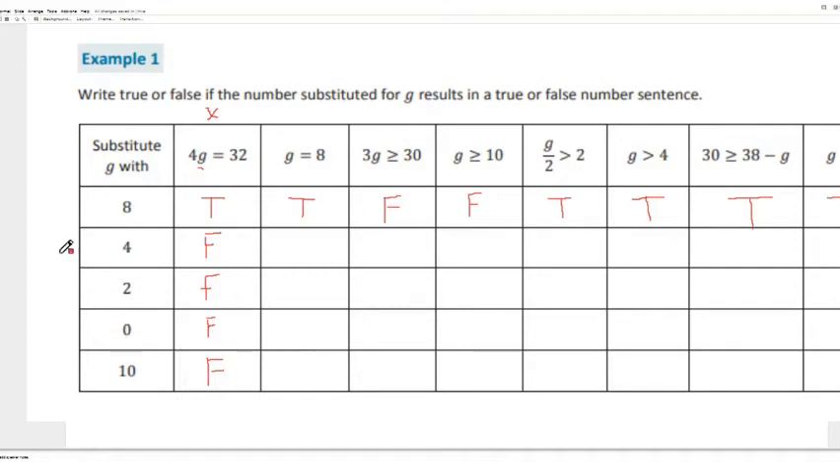So now what I would like you to do is go through the row for at least 4 and for 10. So on this one, you're going to let g equal 4. And on this one, you're going to let g equal 10. If you want to do the other ones, that's perfectly fine. But I want you to do at least these 2 rows. I want you to fill out the entire rows here. And I want you to go to the next video and check your answers to see if those rows are correct or not.